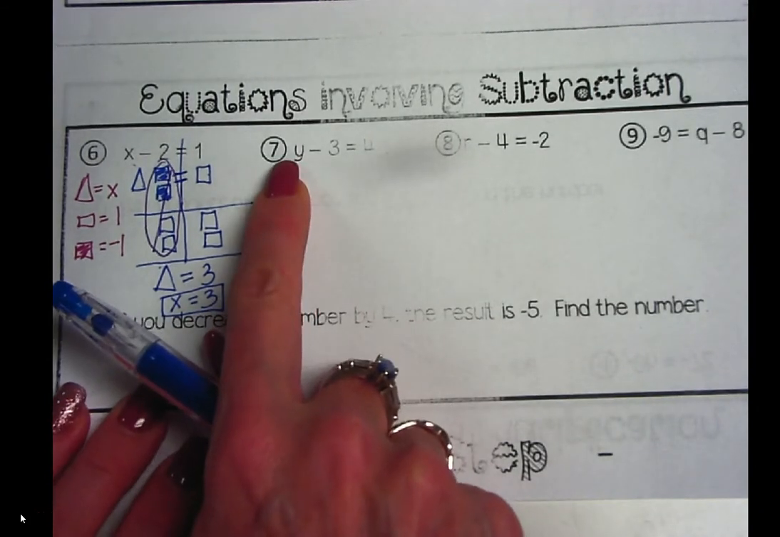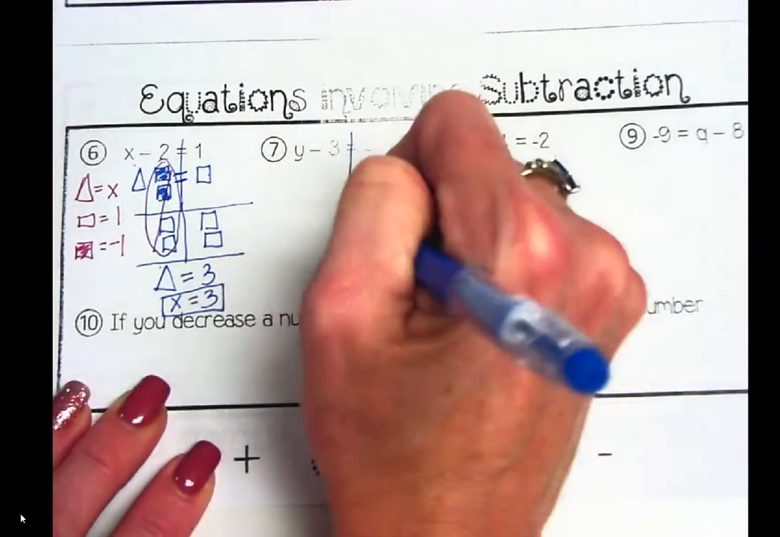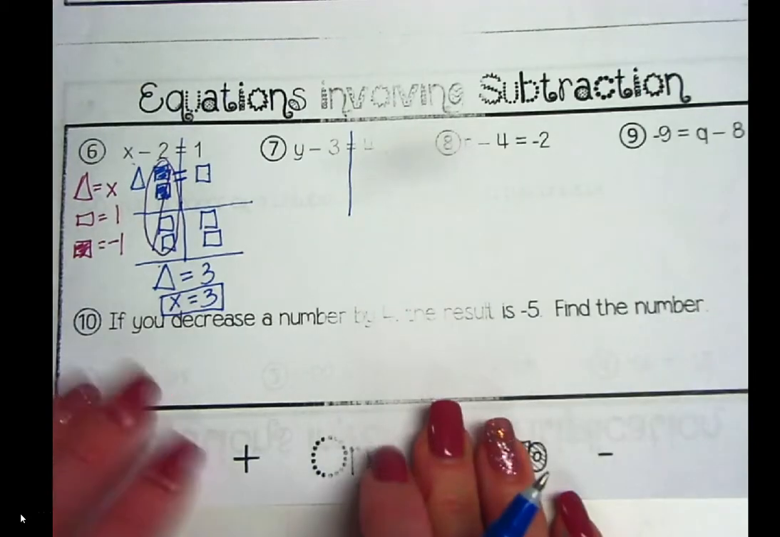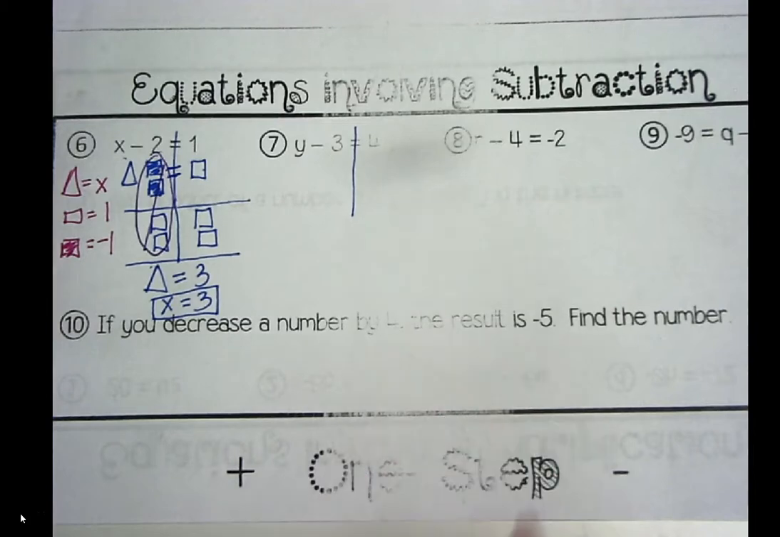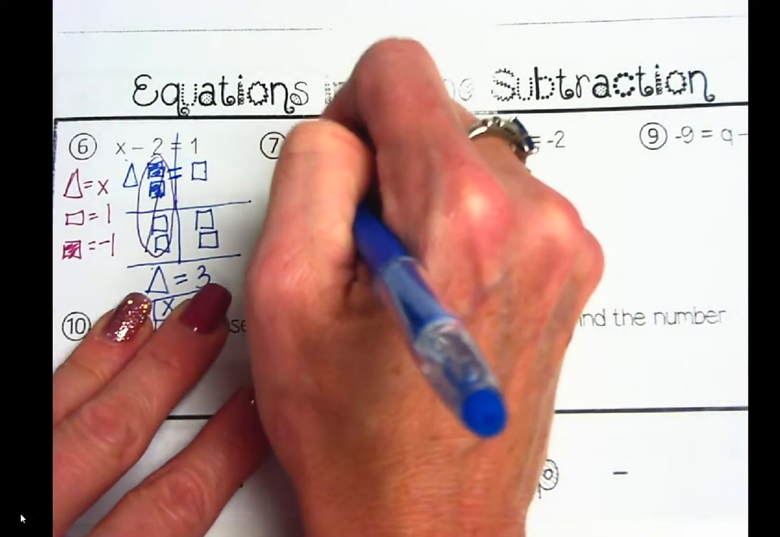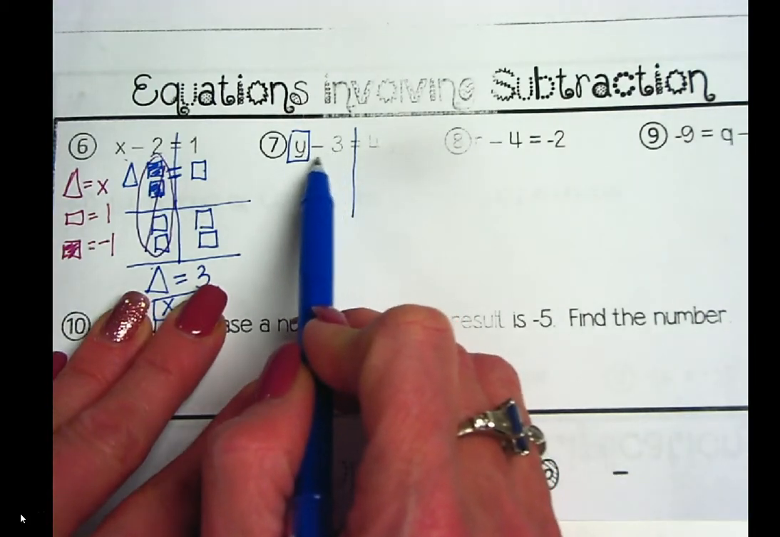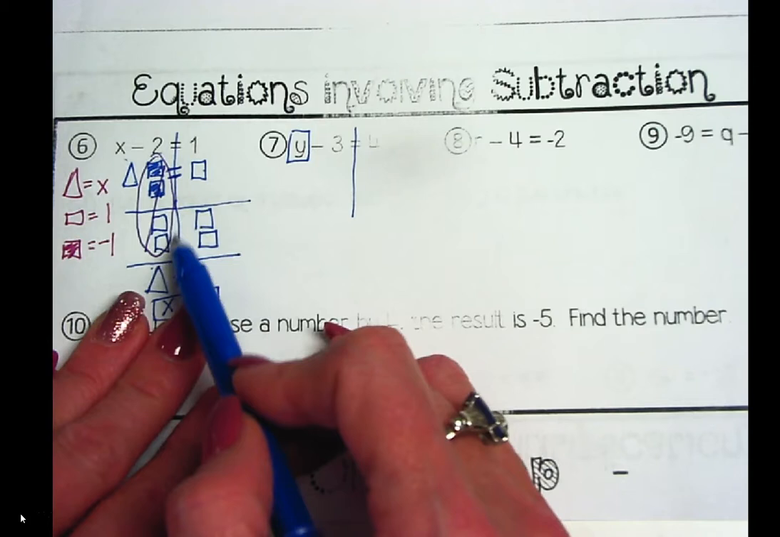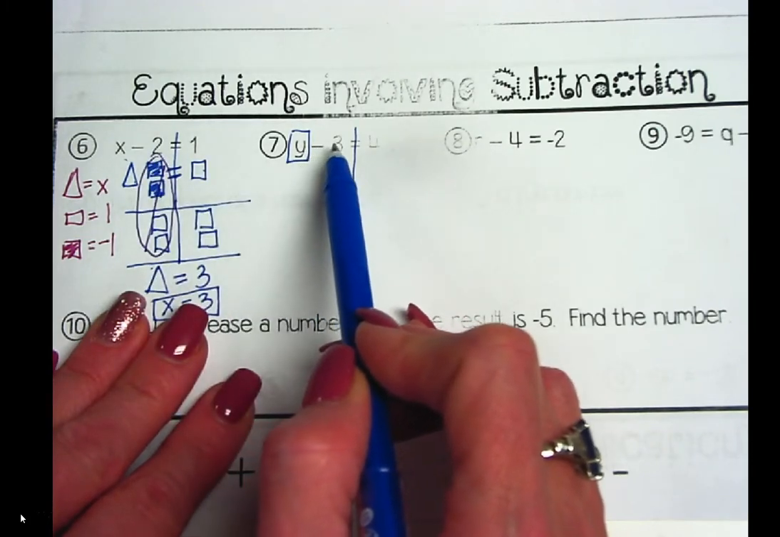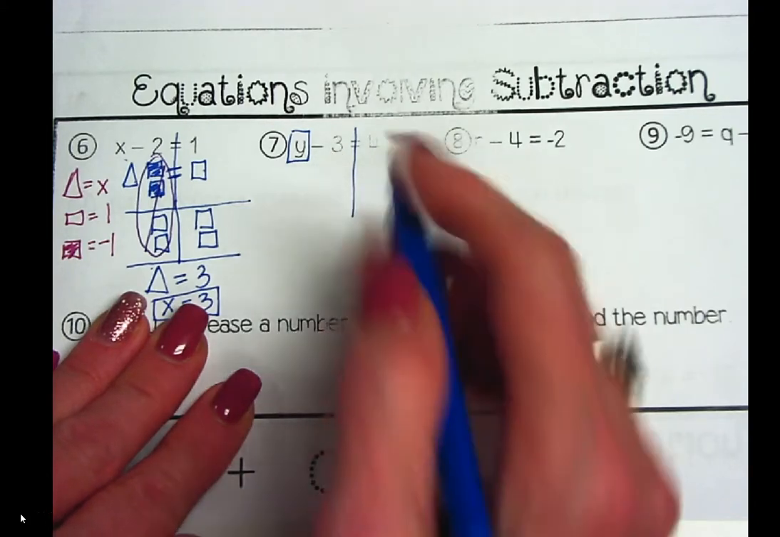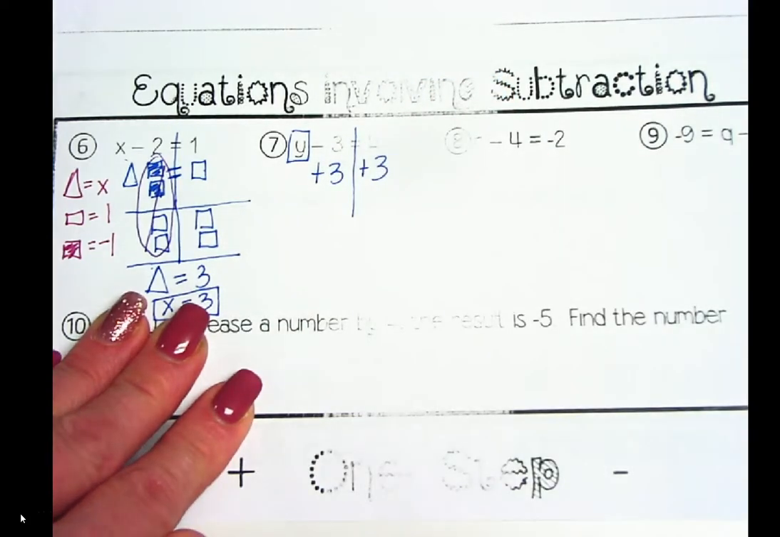So the next question, number 7, y minus 3 equals 4. I'm going to put a line down the center so I can keep my equation balanced as I go through, and it says y minus 3 is equal to 4. I need to isolate my variable. So what's the opposite of subtracting 3? Well, think about what I did over here. I added 2 to get rid of the -2. So what would I do to get rid of -3? I would add +3. So I'm going to add +3 to both sides.